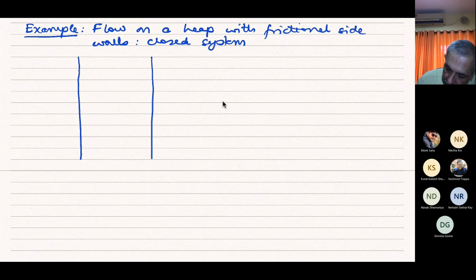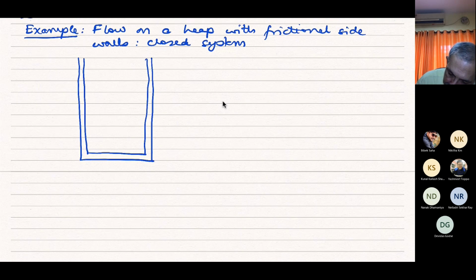So this is what our system looks like. So this is our container. These are the walls of the container. Okay. And we have a way of pouring material here at a constant rate m dot, as in the previous case.